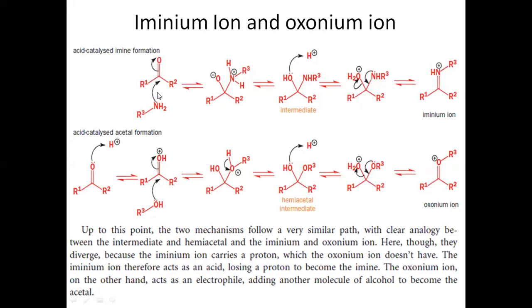This particular slide talks about iminium ion and oxonium ion formation. Now, what is iminium ion and what is oxonium ion? As the name indicates, iminium ion is one which is involved as a reaction intermediate in the formation of imine, the product where you have C double bond N. Oxonium ion is the reaction intermediate which is involved in the formation of hemiacetal and acetal.